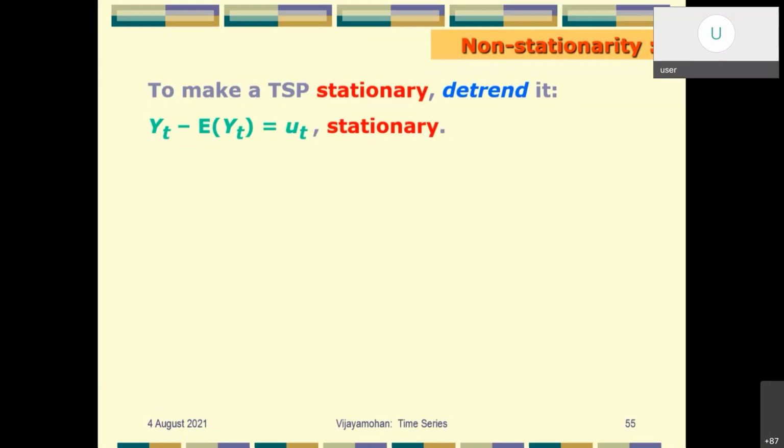That we will get after removing the trend from YT and XT, and then doing the regression with the detrended variants of YT and XT. That is, we do a regression of detrended YT over detrended XT. Then we will get the pure effect of XT on YT. But that is a cumbersome process. We have to do it several times.